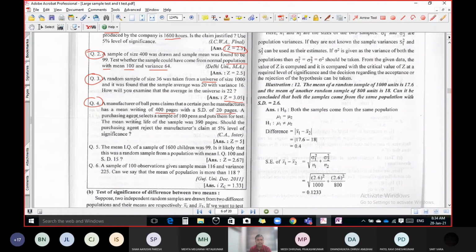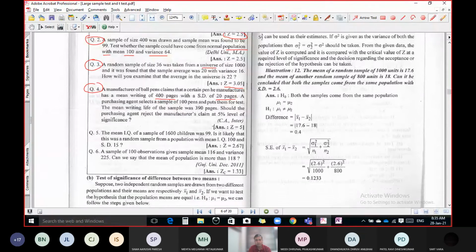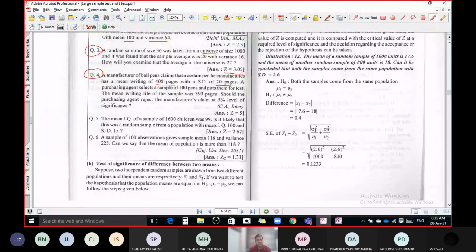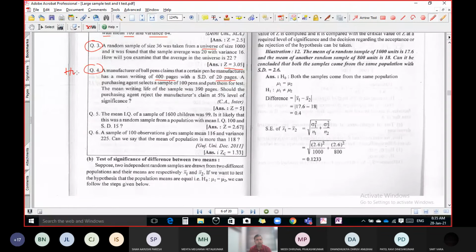A purchasing agent selects a sample of 100 pens. So this is our small n, and puts them for test. And the mean writing life of sample was 390 pages. So this is our X bar. And should the purchasing agent reject the manufacturer's claim? So we have to check whether the claim is accepted or rejected at 5% level of significance. It is a simple question like question number 1 only. Consider this as your homework.